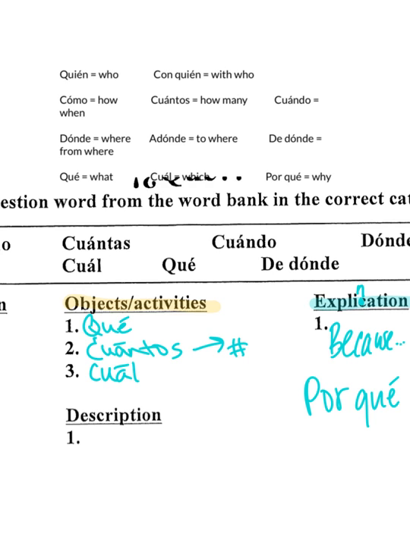A description is going to be something like tall, short, nice, funny, interesting, and that's going to be how. Como eres, what are you like, right? All right, good job. So again, that's super important because you want to look at the answer for your clue.